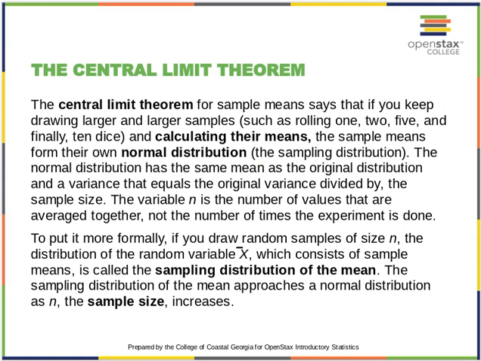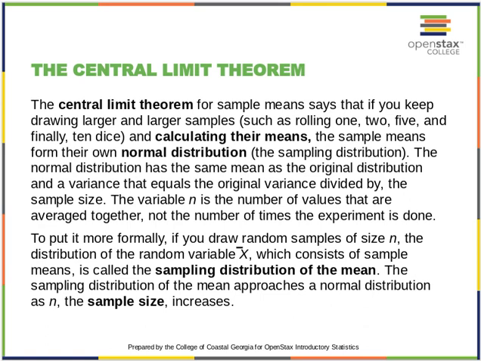So right now, this is a little bit of word vomit here. It's kind of easy to get lost in, but I'll go through it really quickly. The central limit theorem for sample means, so it's not always for sample means, but this is the example they're giving, says that if you keep drawing larger and larger samples, such as rolling 1, 2, 3, 4, 5, finally 10 dice, and calculating their means, the sample means form their own normal distribution. That's the key of the central limit theorem.